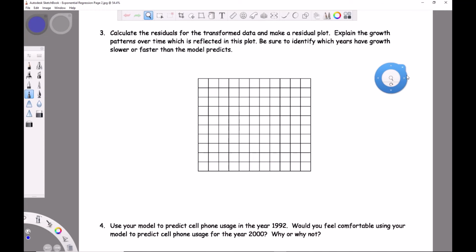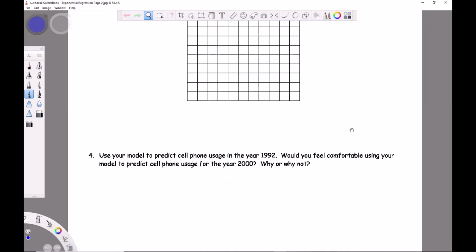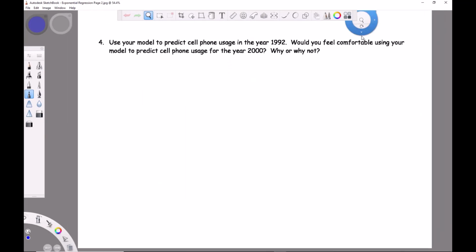All right, I'm back. We're now on page 11, and they want us to work through the residuals, which I don't think I want to start out with. I think what I would rather do is go ahead and look at number 4 here, and then do the residuals last. That just seems to make a little bit more sense for me. All right, it says, use your model to predict cell phone usage in the year 1992. Would you feel comfortable using your model to predict cell phone usage for the year 2000?